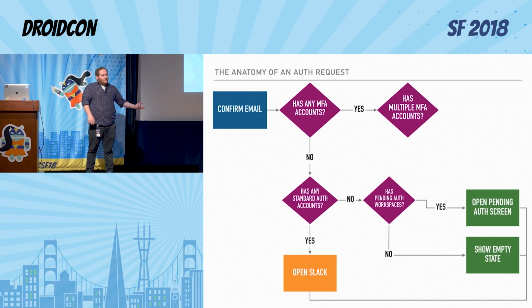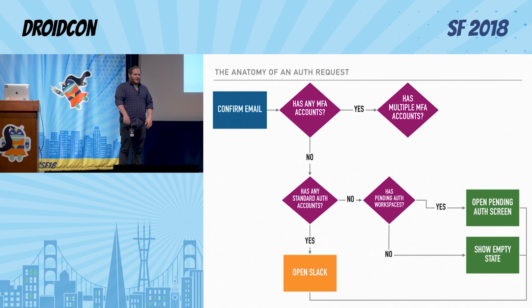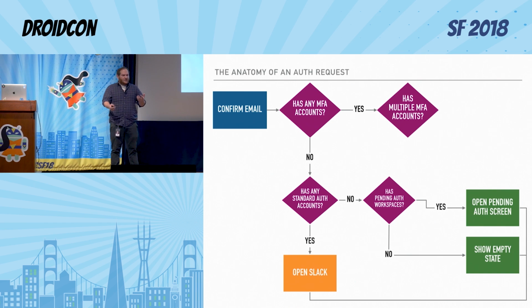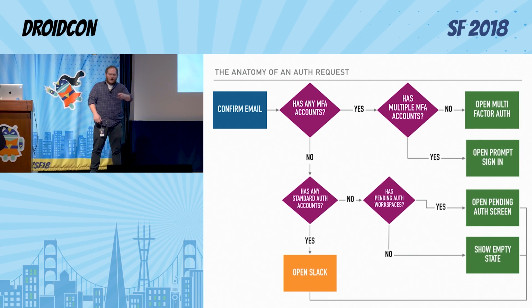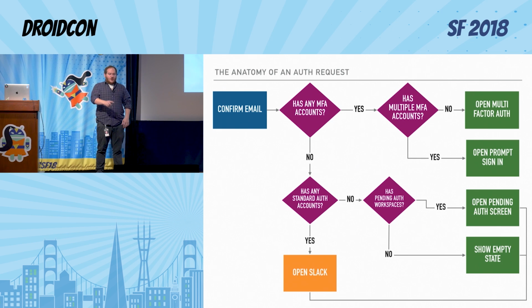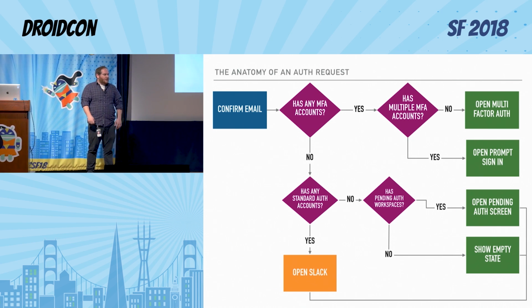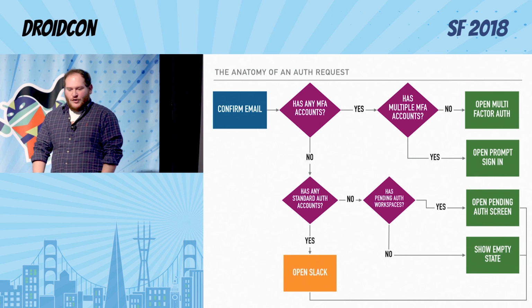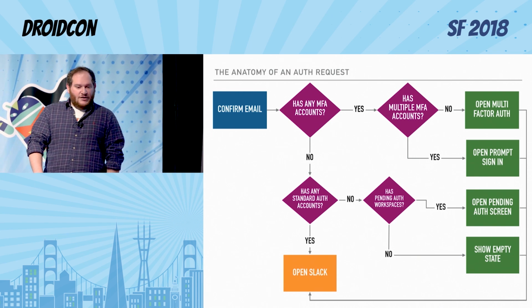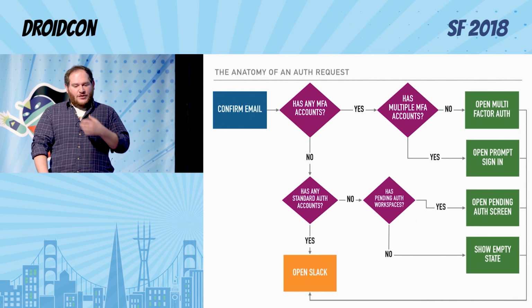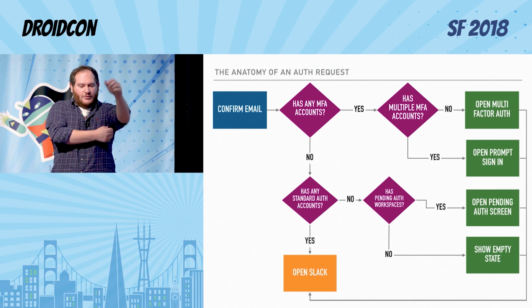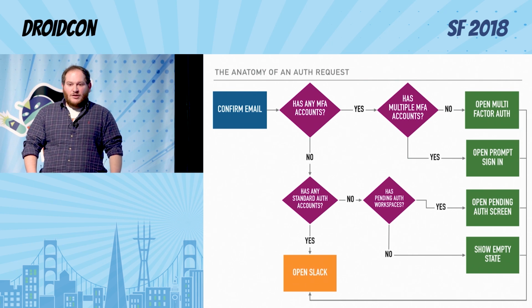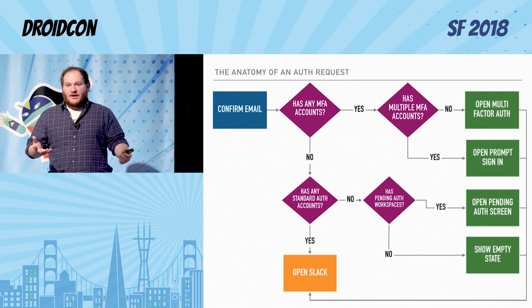A user can have multiple multi-factor auth accounts. Let's say they're part of 2 enterprises or part of 2 workspaces that have two-factor auth, or whatever combination that is. And whether they have 1 or 2 depends on whether we want to open the prompt sign-in or open the multi-factor auth screen. And everything needs to get back to Slack. So this was the thing that we looked at and tried to optimize after we figured out, okay, we can confirm an email, but how are we going to structure our code to make this an elegant experience?